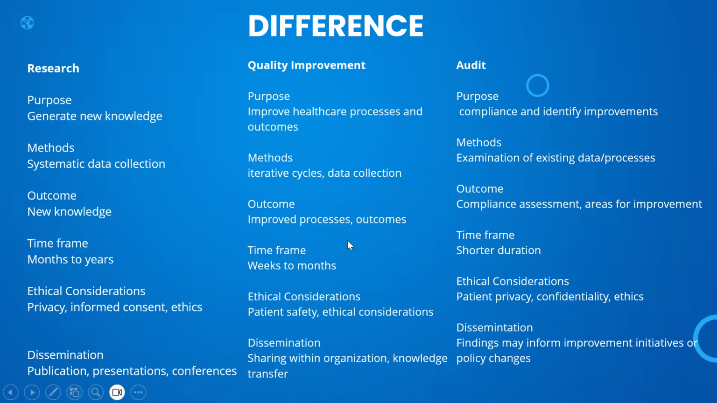These are the differences between research, quality improvement, and clinical audit. What is research? Research is a little bit extensive process. It takes months and sometimes even years to write a research and get it published. It's systematic data collection. You have to get ethical approval for that, and it's a little bit difficult process.